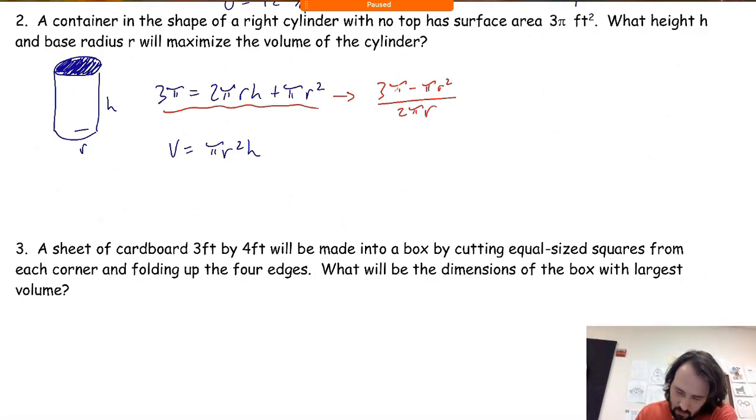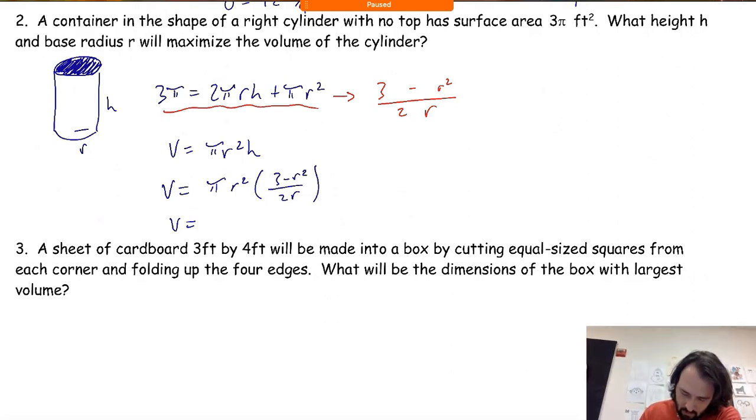So the nice thing is all those pi's will divide out. Don't lose the pi though, pi's tasty. So volume is pi r squared times 3 minus r squared divided by 2r. We can simplify that a little bit. So we have the r's will divide out, so pi r times 3 minus r over 2.